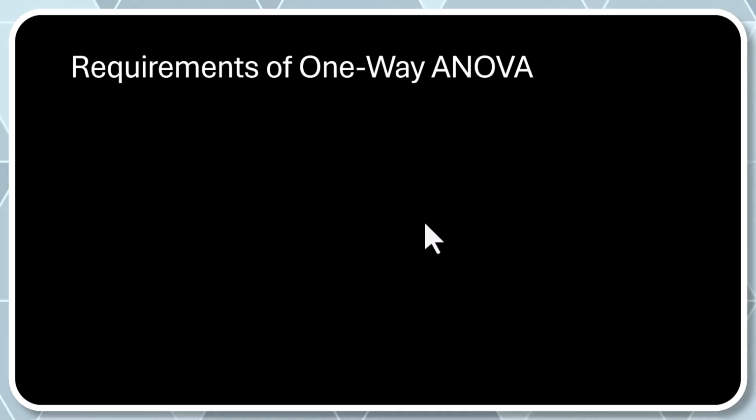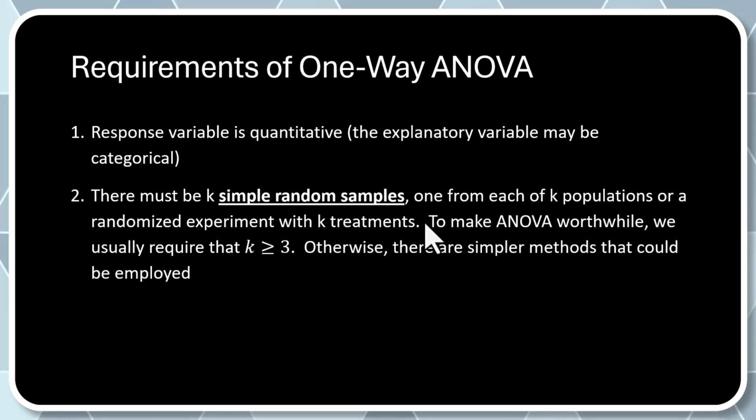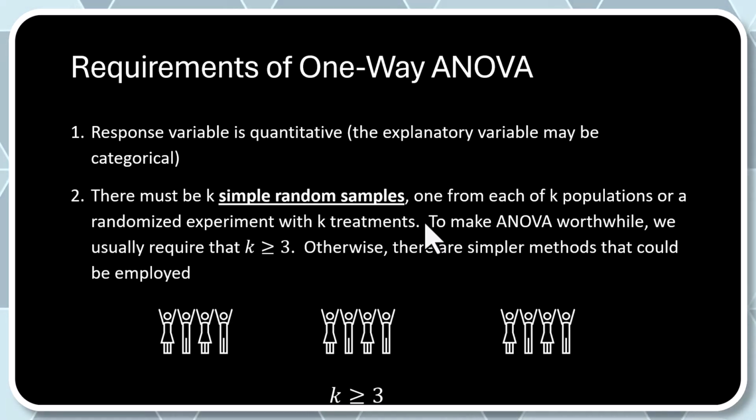So in my very first video introducing ANOVA, or analysis of variance, I talked about the first 2 requirements. We already said that the response variable has to be quantitative. Remember, the explanatory variable could be categorical, but the response variable has to be quantitative. And we have k simple random samples, one from each of k populations, or a randomized experiment with k treatments. And again, to make ANOVA worthwhile, to not waste our time, we usually require that we have at least 3 samples. Otherwise we could use simpler methods and save ourselves a lot of time and bother.